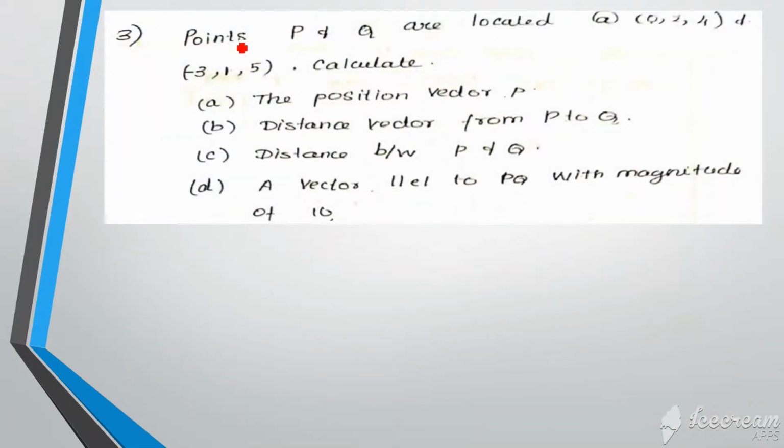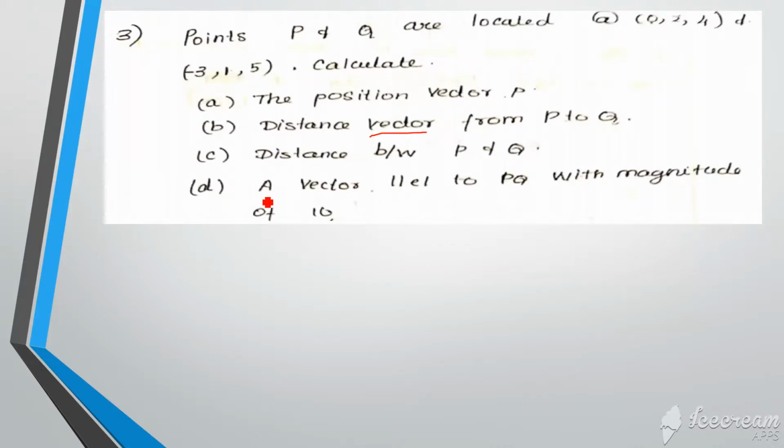Next problem. Points P and Q are located at (0, 2, 4) and (-3, 1, 5). Calculate the position vector of P, the distance vector P to Q, and the distance between P and Q. The major difference between these two is that both are distance, but this is a vector and this is a scalar. Simply take the magnitude for this one, and we get the answer for subdivision C.